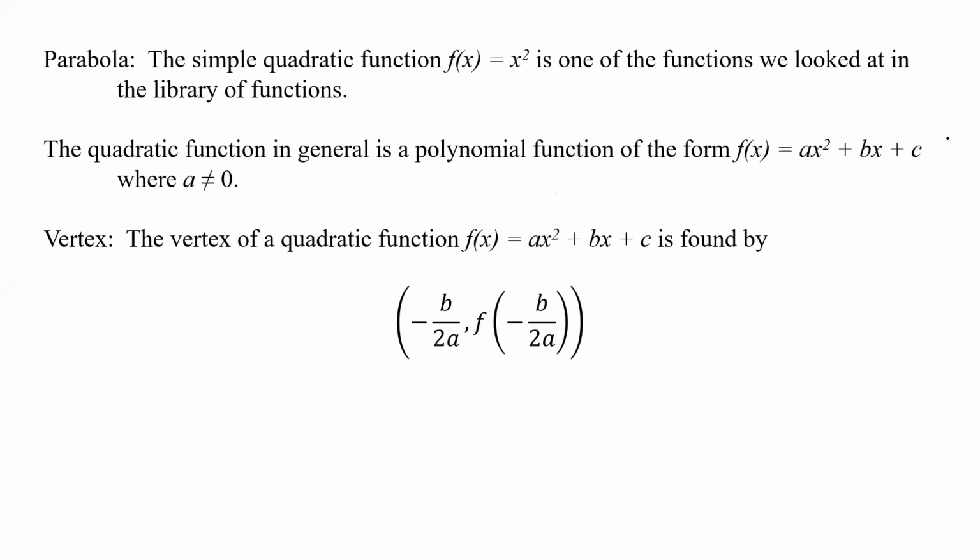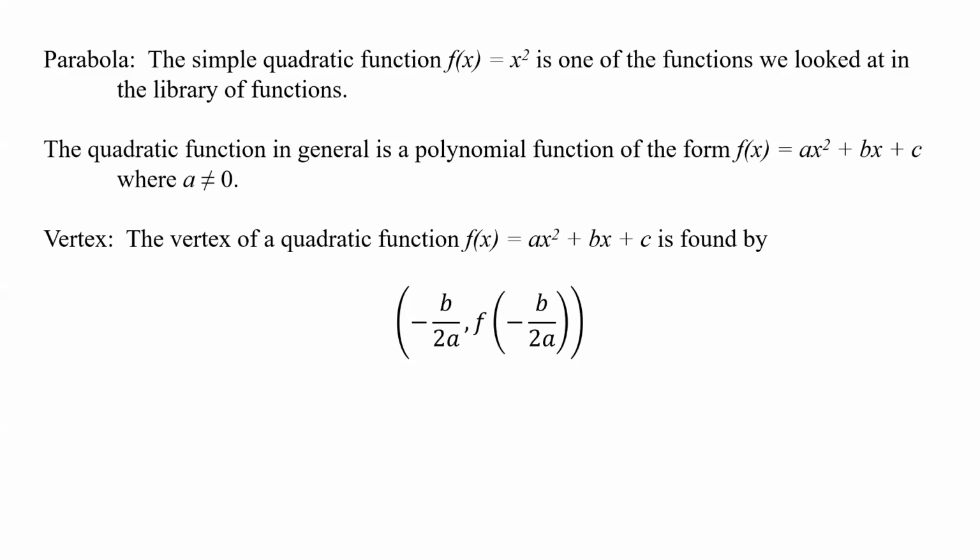Basically, the simple quadratic function, f of x equals x squared, is one of the functions we look at in the library of functions, if you remember. Then, with ax squared plus bx plus c, we can start changing our graph of the parabola around. We can make it face down, we can make it face up, we can squish it in, pull it out, stretch it and shrink it. That's what we're going to look at.